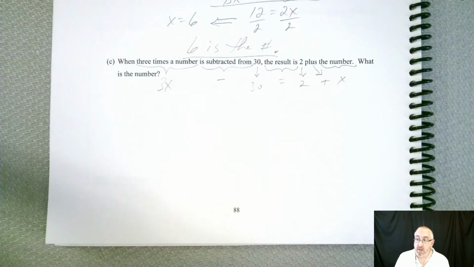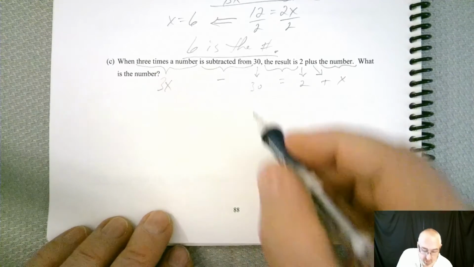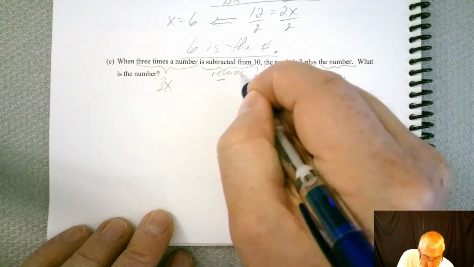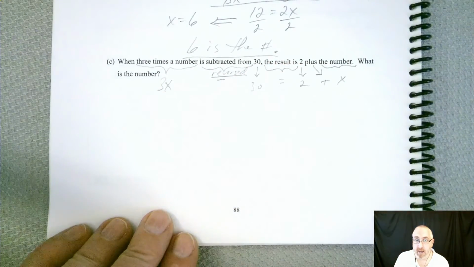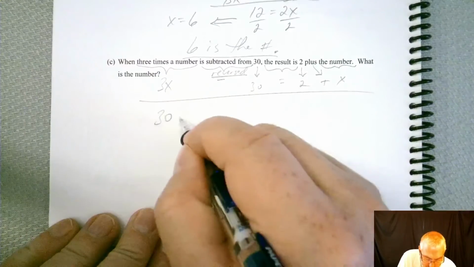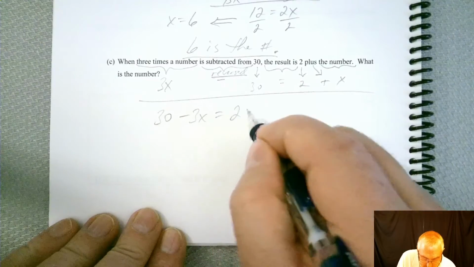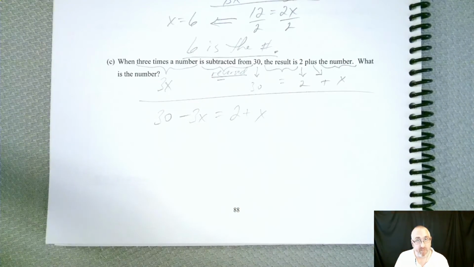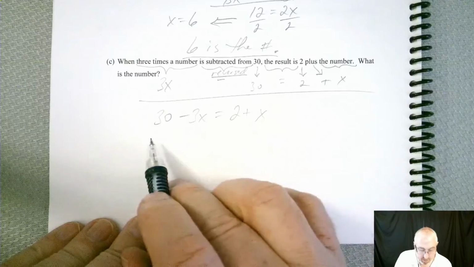Now, if you translated it like this, you are not correct, because what is wrong with this? Remember, subtracted from is reversed. It's reversed subtraction, so we got to flip-flop those two pieces. So our equation should be 30 minus 3x equals 2 plus x. Very easy to make that mistake, so just be careful. You've got to know those key phrases that flip-flop that subtraction. It's really the only one you got to worry about. Okay, we have our equation.